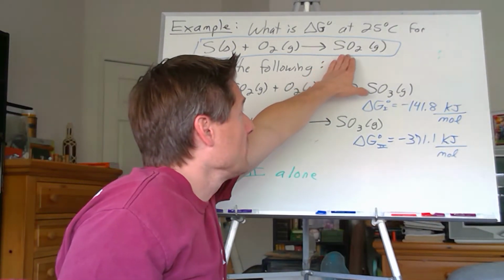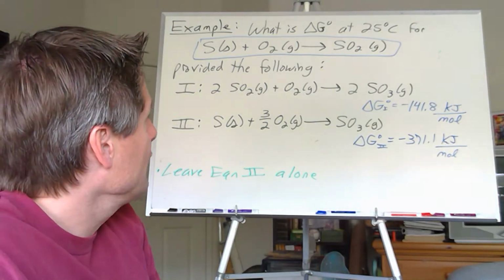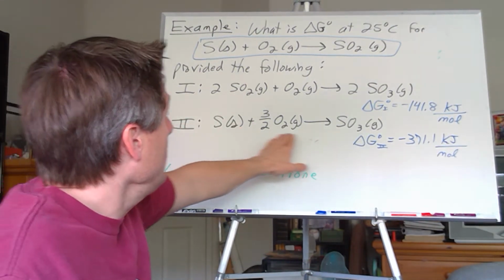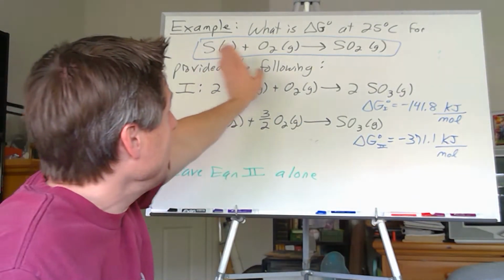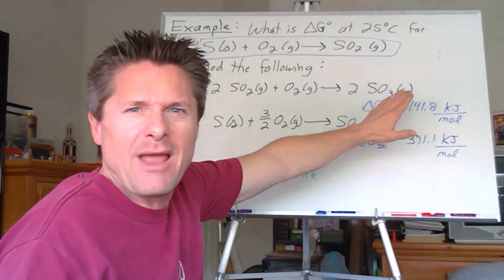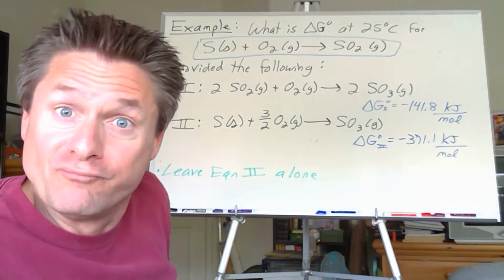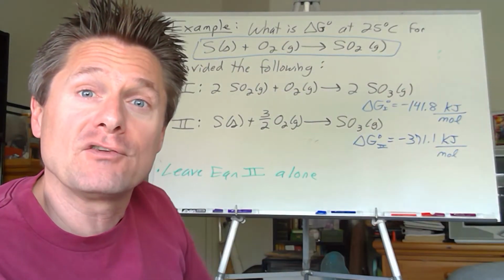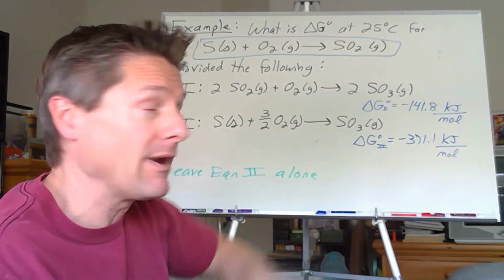I need 1 mole of sulfur dioxide gas on the right-hand side, on the product side. Okay, so what has sulfur dioxide? Oh, the first equation does. Does the second one? It does not. Oh, I can work with that. I need 1 mole of sulfur dioxide on the right, but equation 1 gives us 2 moles on the left. Well, I need to move the SO2 over to the other side. I need to reverse equation 1 to get the sulfur dioxide on the right-hand side.